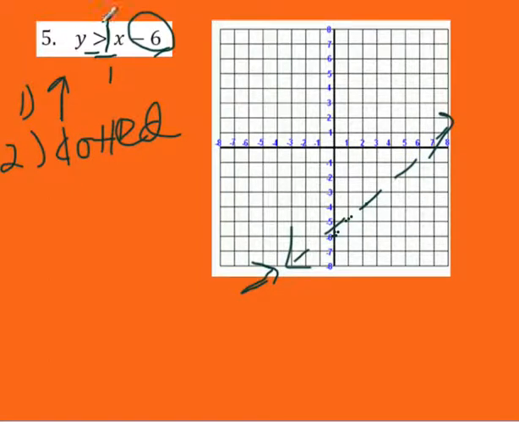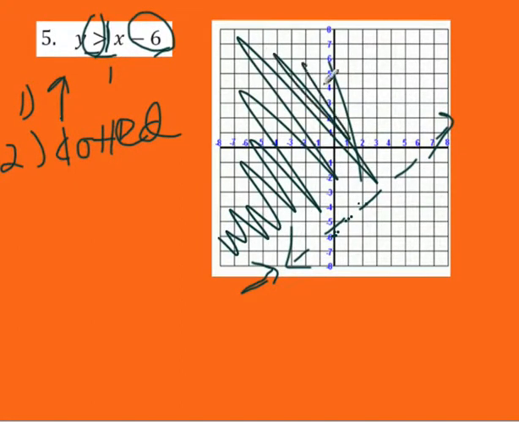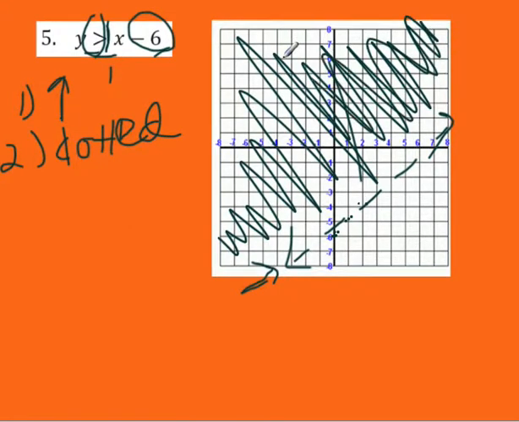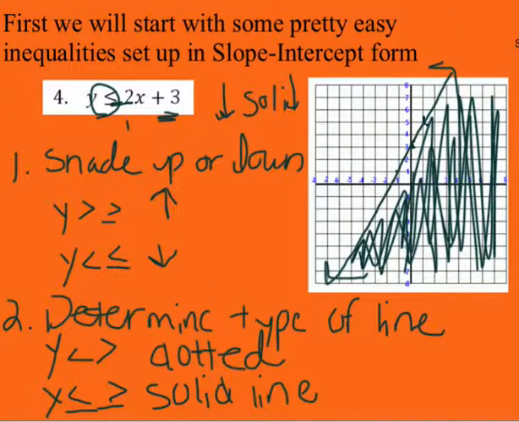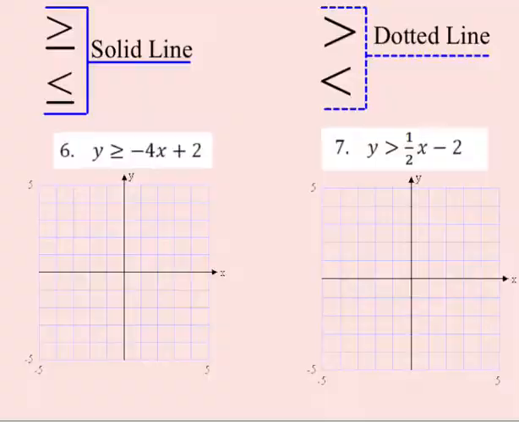Now, the alligator is opening towards the y, so that means we need to shade up. So I'm going to pick a spot on my line, and I'm just going to go up from it. And where my pen lands, that's where I'm going to shade for number 5. So if you look back at number 4, when we had a solid line, that tells us that that line is included in our solution. So that's the difference between the solid and the dotted line. So let's take another look at that. Let's take a look at number 6.